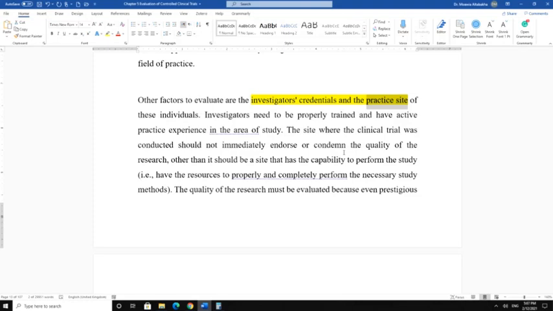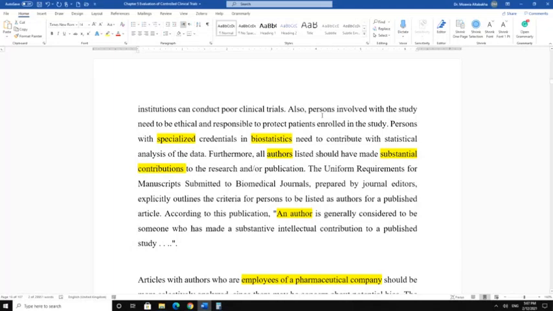Although these are important things, not every study that has a good practice site, like Harvard or a big hospital, will be of good quality. But what you need to assess and investigate is whether the site is qualified. Does it have the necessary equipment and staff to do a good quality study or not? That's what you have to do.